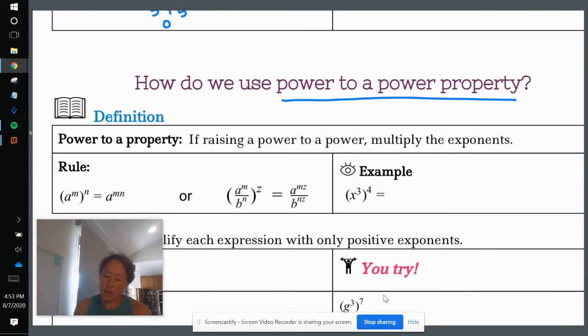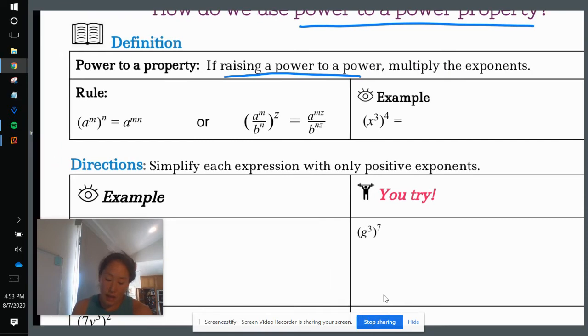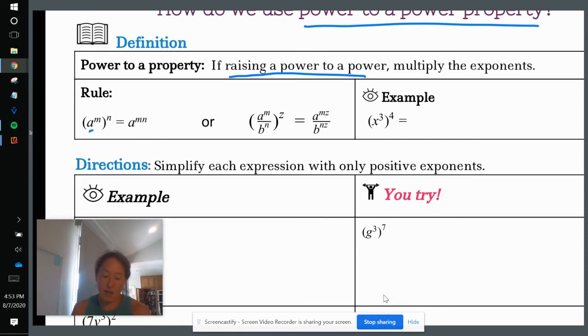All right, up next, power to a power property. So if you're raising a power to a power, then we are multiplying the exponents. Here's the rule. A base, a to the m, raised to the n power. Notice there's no a right here for n. The base is a to the m. So what you do is you multiply the exponents, okay? So here's an example.